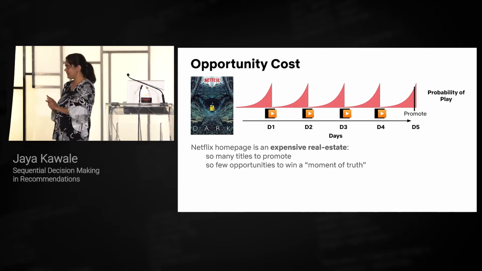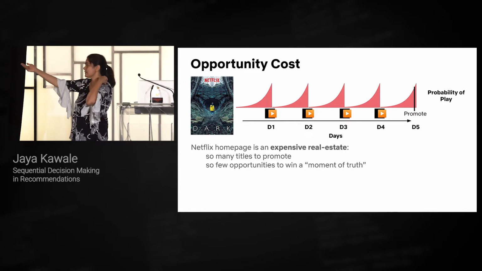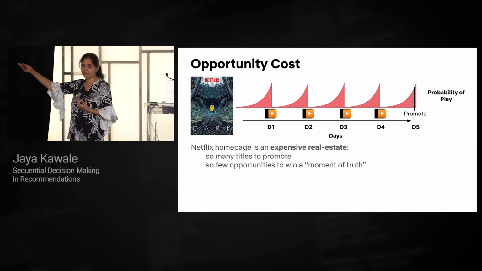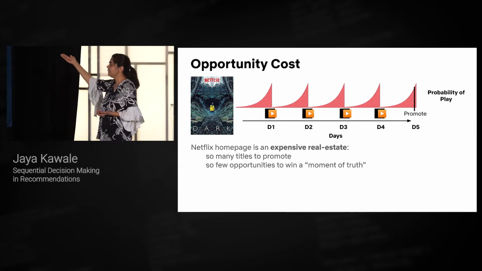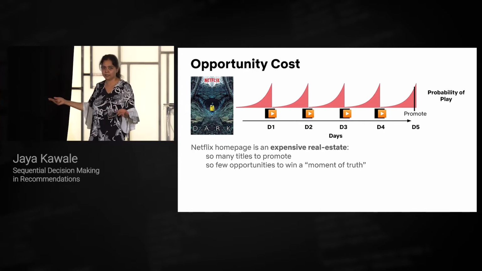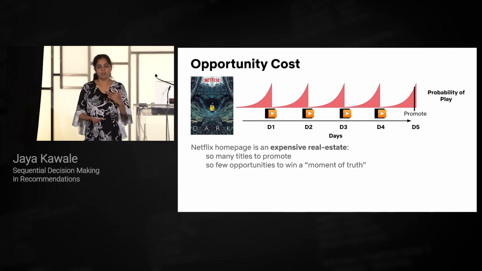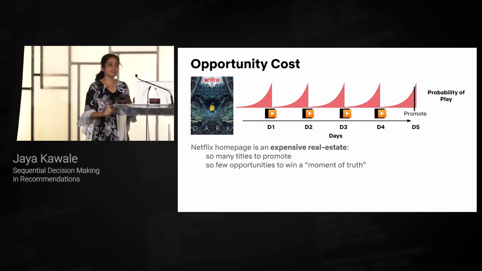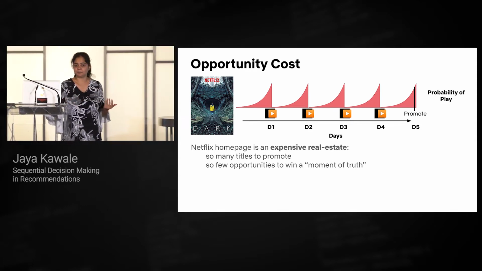Let's take a very simple example. Let's say this user likes to watch the title Dark every day in the evening. So every day in the evening, the probability of play for that user, for that title, is very high. Does that mean that every day in the evening we should recommend that title to the user? Probably not, because we want to be able to utilize that space a little bit better.